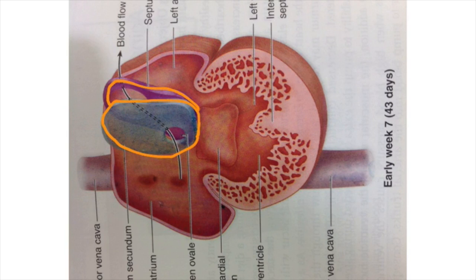When the baby is born and the lungs are fully functional, blood begins to flow to the lungs. Blood returning from the lungs empties into the left atrium, thus increasing the pressure there. This increase in pressure causes the septum primum and septum secundum to be pushed together, closing the foramen ovale.